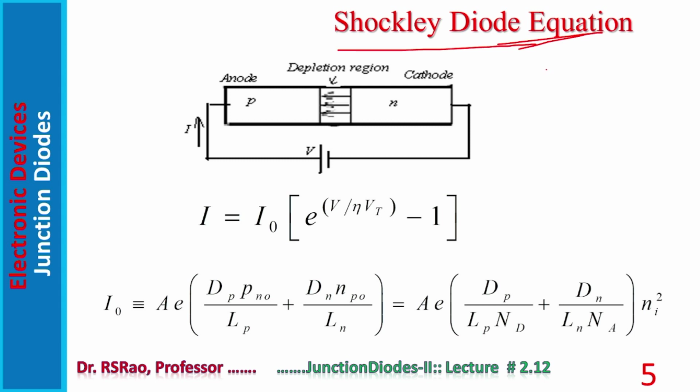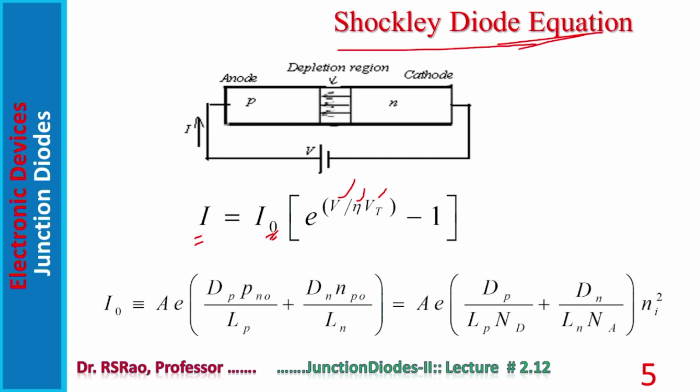So it is basically the current-voltage relation of a diode. It is given by I, which means current through the diode, terminal current strictly speaking, in amperes. It is equal to I0, a constant called the reverse saturation current, multiplied by e power V by eta Vt minus 1. V means applied voltage. Eta is a constant, called emissivity. Vt, as already mentioned, is the volt equivalent of temperature, 26 millivolts at room temperature.